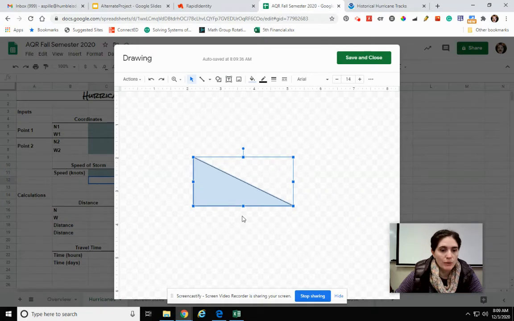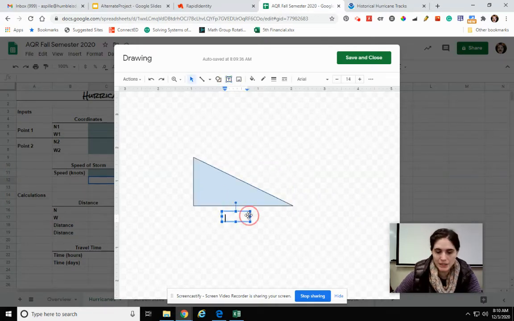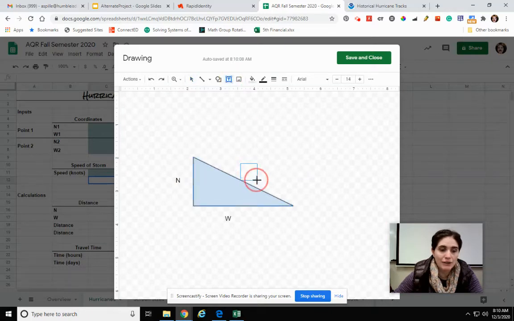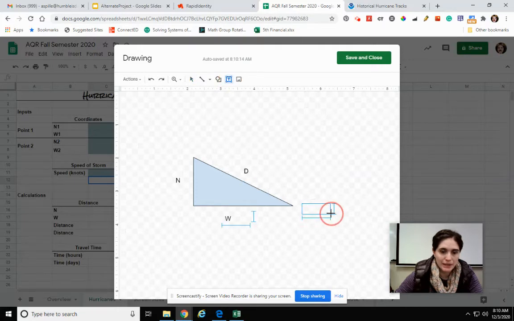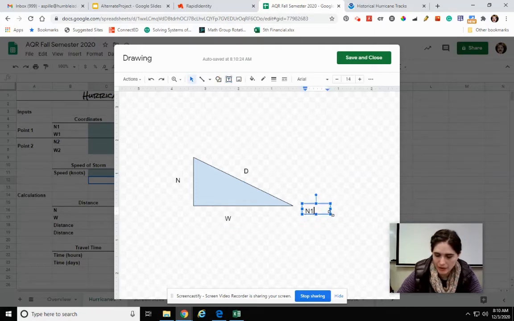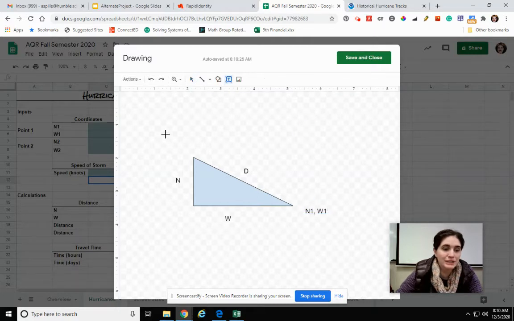So then what we want is, this is how far it moved in the west direction. This is how far it moved in the north direction. And this right here is our overall distance that it traveled. Now the distance, we don't know, right? These two we don't know either, but we do know the starting point. So this is our first north. So I could go ahead and put that here. This is like my N1, west 1. Up here I have my N2, west 2.